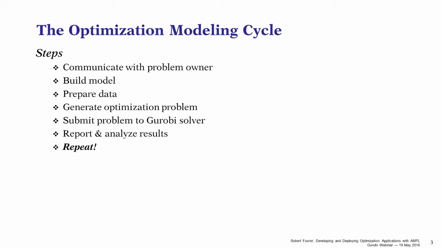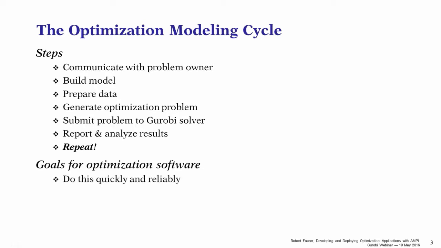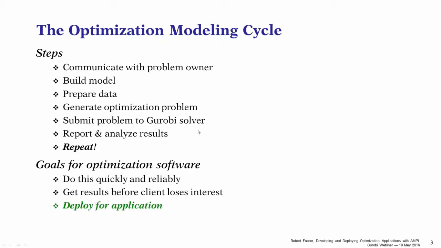You go through this cycle many times in developing a model that can actually be used practically. So the goal of a modeling system is to help you go through these steps repeatedly to the point where you have a working model. And so the goals for optimization software are to do this quickly and reliably, get the results in time, before the client loses interest in the project, and finally deploy it. I mean, use it for the purpose it was intended for.